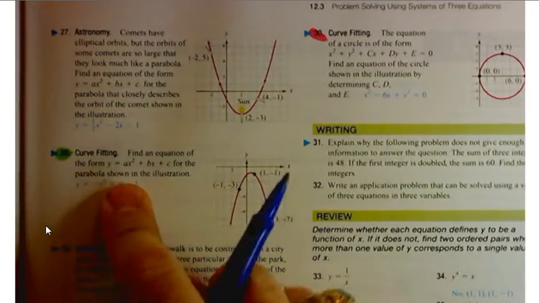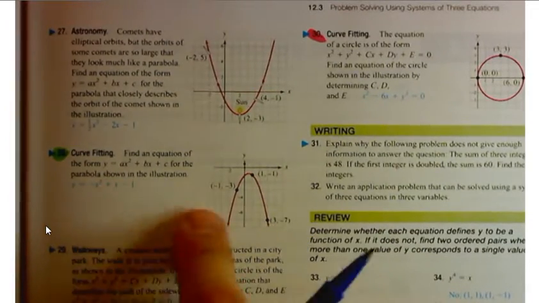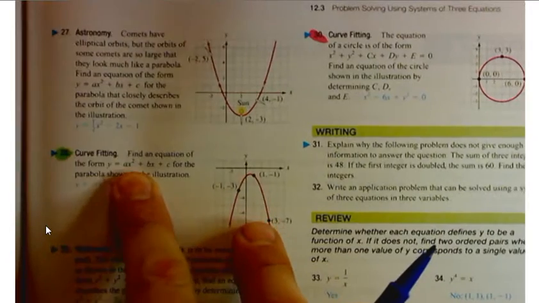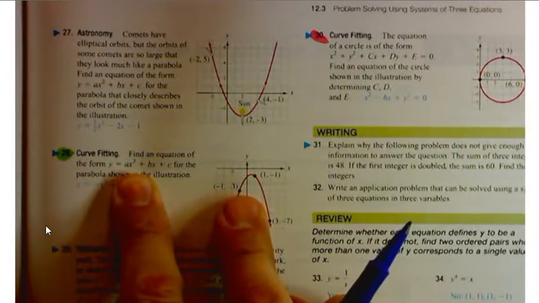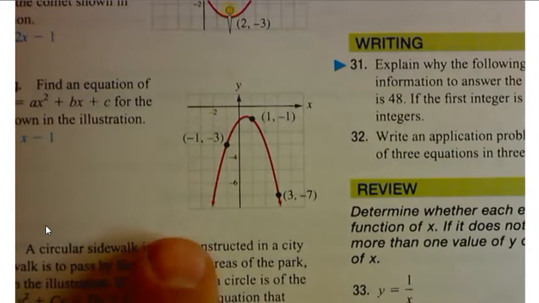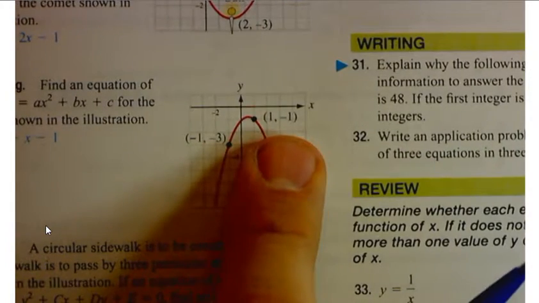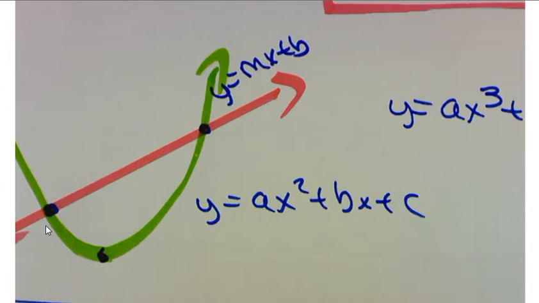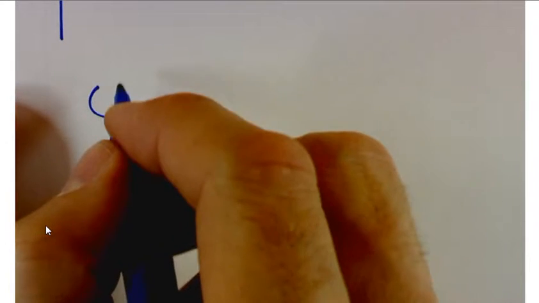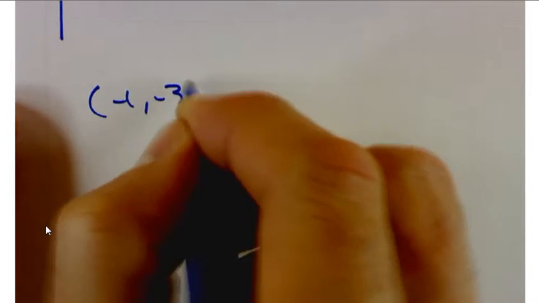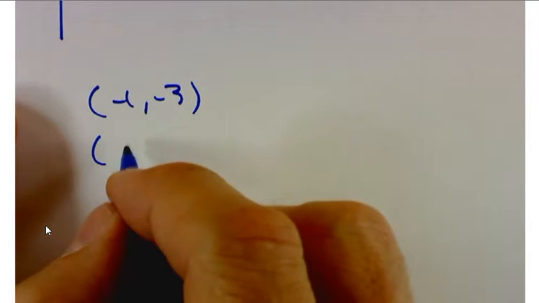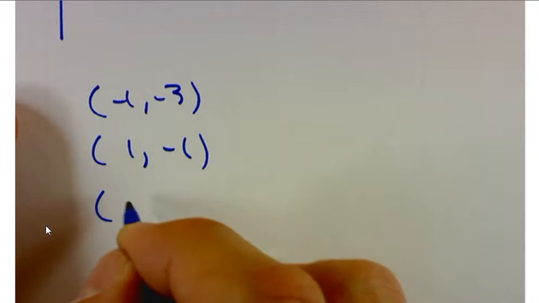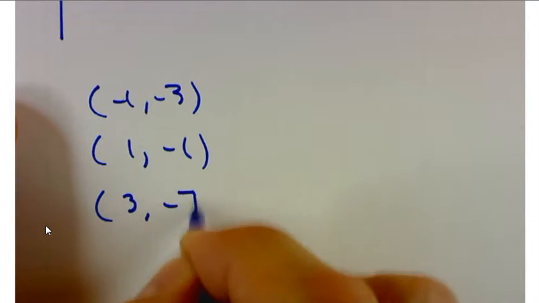For problem number 28, they want us to figure out the curve that passes through these 3 points. So let me write those down. The coordinates -1, -3, 1, -1, and 3, -7. Let me write them down here. -1, -3, 1, -1, and 3, -7.